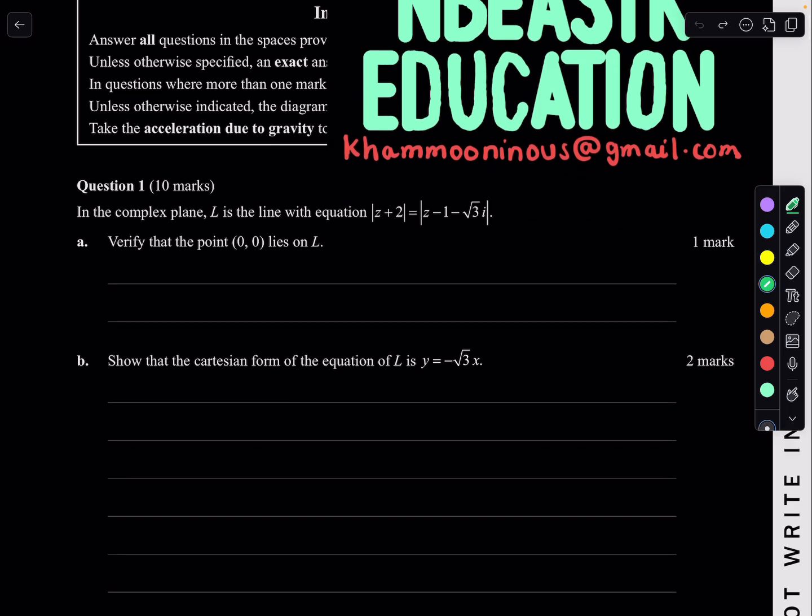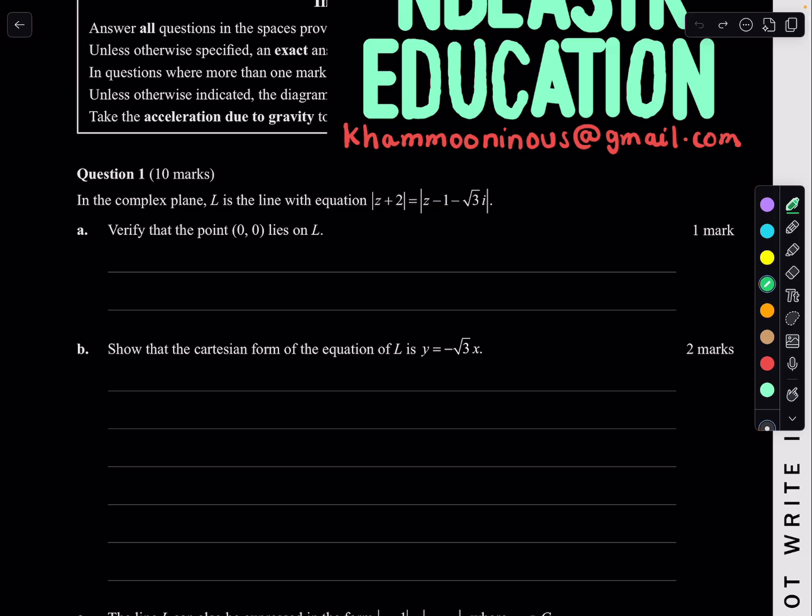So question 1. In the complex plane, L is a line with this equation. Verify that the point (0, 0) lies on this line. A really easy question. To verify this, let Z be a point, we can write it as 0 plus 0i. Remember, that's the same as the point (0, 0). And what we can do is sub it in here and see if this equation holds true. And if it does hold true, then we've verified that.